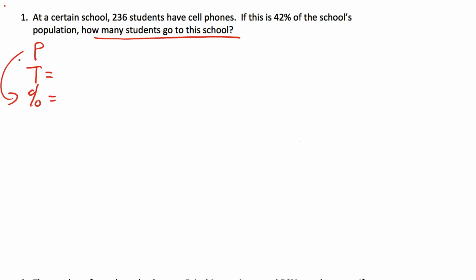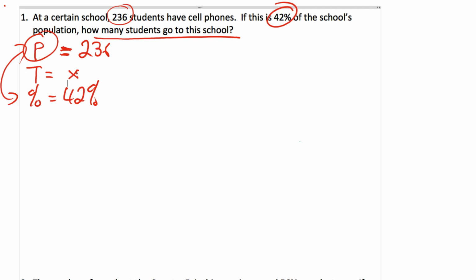And your part and your percentage always go together, meaning that if you have a 42%, which represents the percent of the population with cell phones, then your part would have to be the number of people with the cell phone. And is that what our 236 is? Is our 236 the part of the population with a cell phone, or is it the total population? And in reading the question, you can tell that that is the part. So what is unknown is our total.